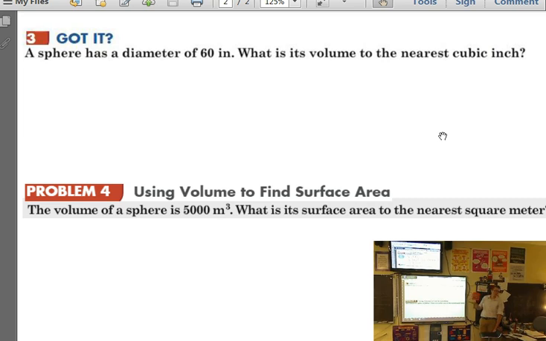A sphere has a diameter of 60 inches. Let's calculate the volume. If you haven't done so on your own yet, go ahead and do this.